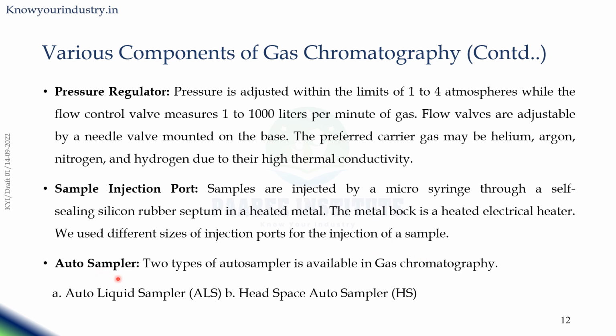Then the auto sampler. There are two types of auto sampler available in gas chromatography: the auto liquid sampler, ALS system, and the headspace auto sampler for the direct sampling of volatile organic compounds.